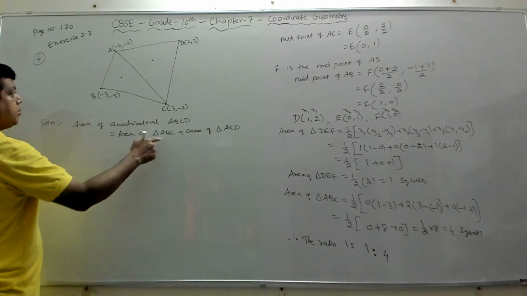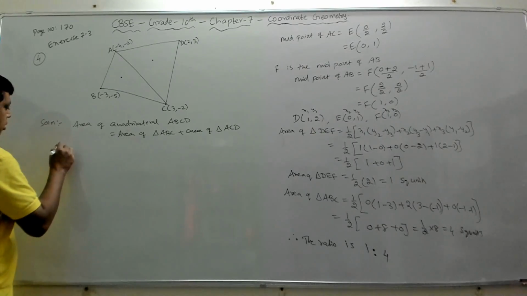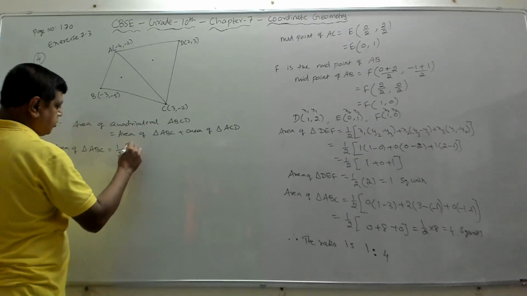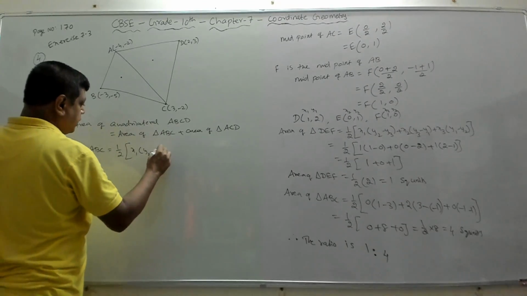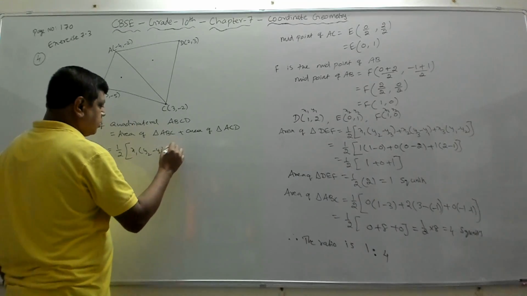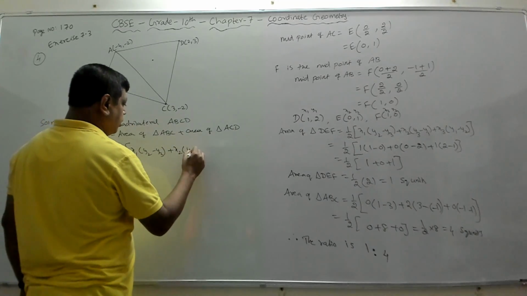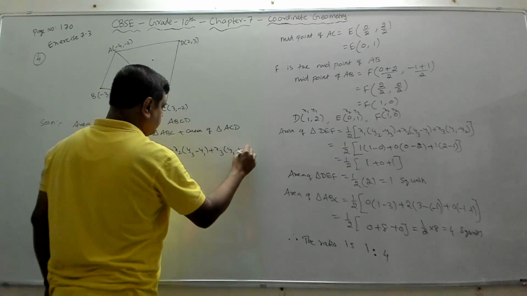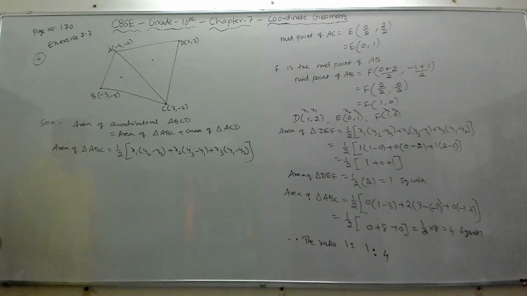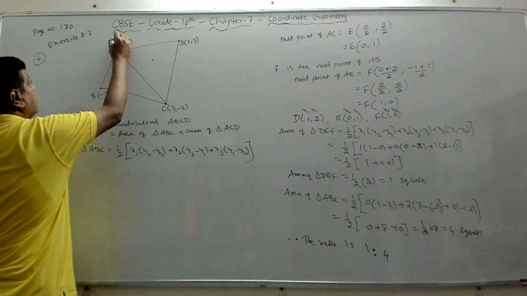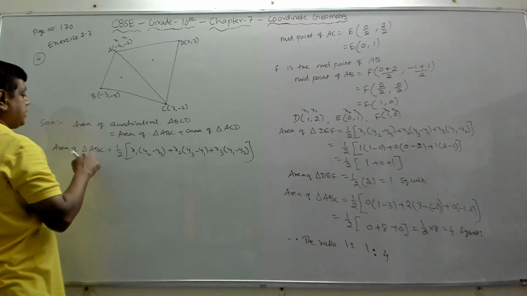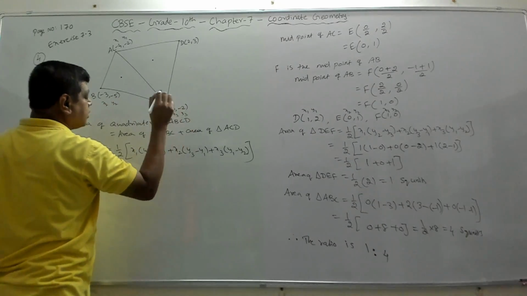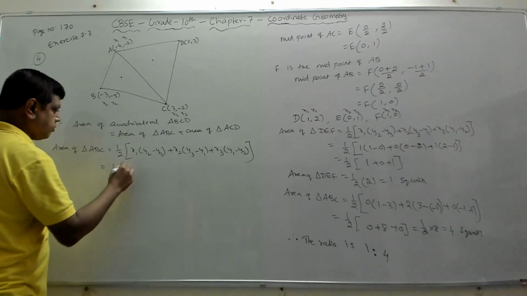Now let's find the area of the triangle ABC. So the area of triangle ABC is equal to, we'll write the formula, half of x1 into y2 minus y3 plus x2 into y3 minus y1 plus x3 into y1 minus y2. Fine. Now we'll take this as x1 y1. We are trying to find the area of this triangle ABC. So x1 y1, this is x2 y2, this is x3 y3.